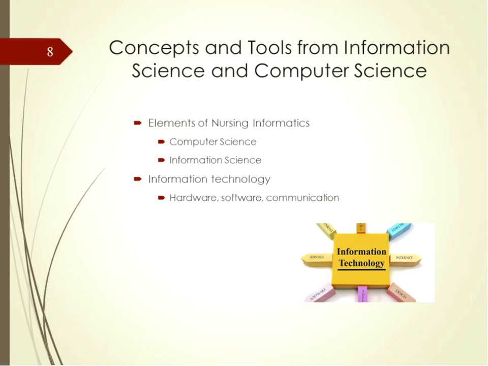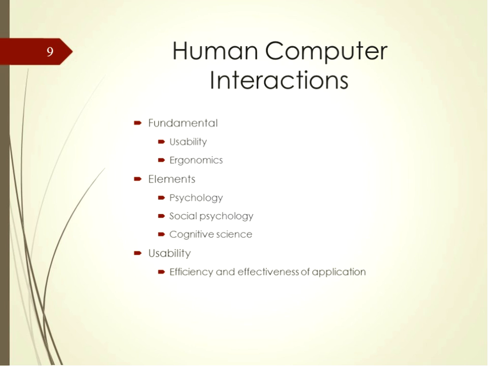Computer science focuses on the study of theoretical foundations of computation processes and of practical techniques for their application in computer systems. Information science is an interdisciplinary science concerned with collection, classification, manipulation, storage, and retrieval, as well as dissemination of information.